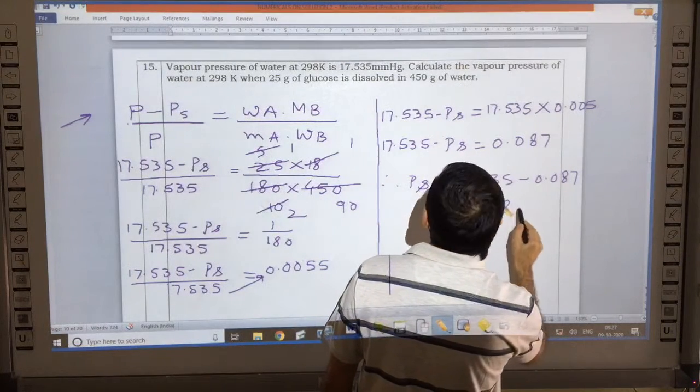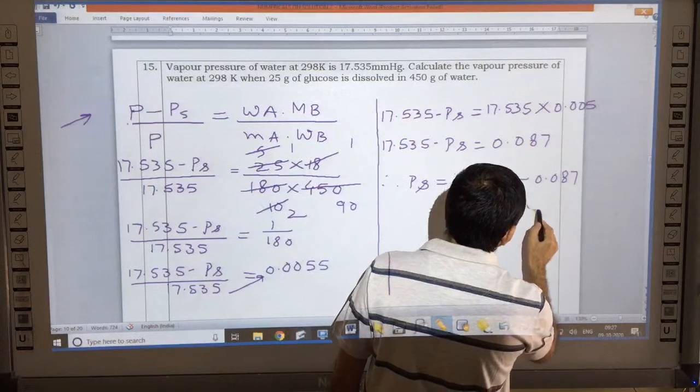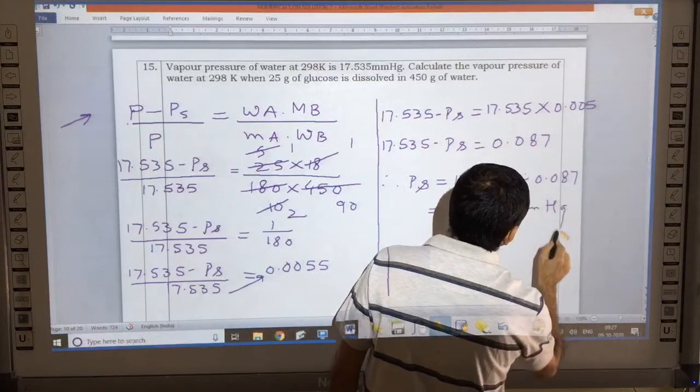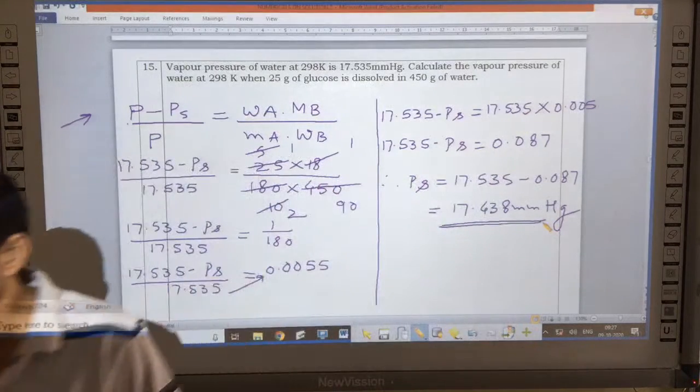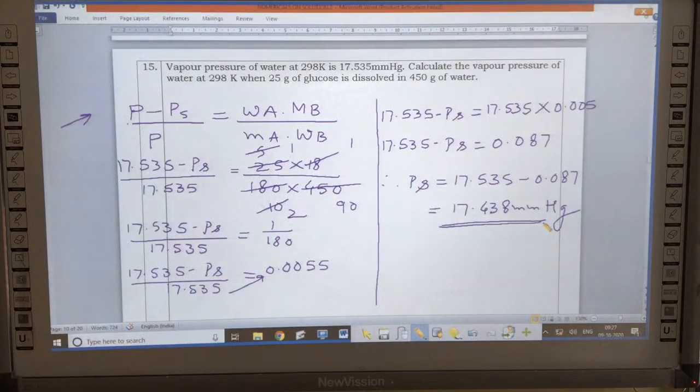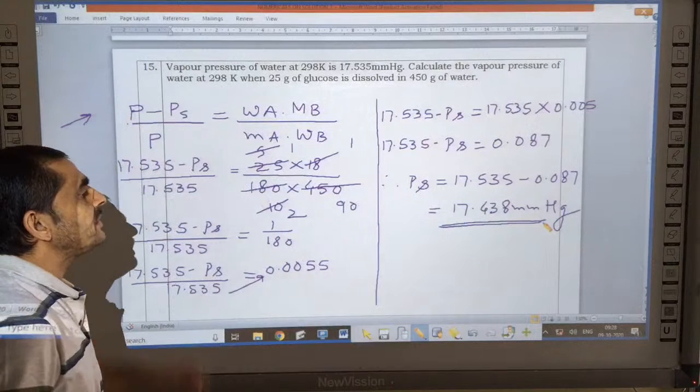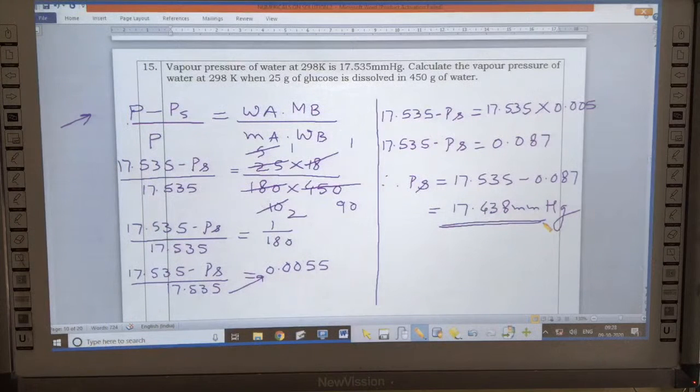You subtract it, you will get the answer 17.438 mmHg. Now you see, this is the vapor pressure of solution, and vapor pressure of solution is always less than vapor pressure of pure solvent. Okay, this is how the property RLVP, relative lowering of vapor pressure, works. Clear? Understood? Now let us move on to the next numerical.